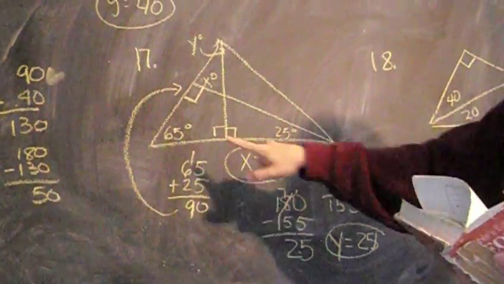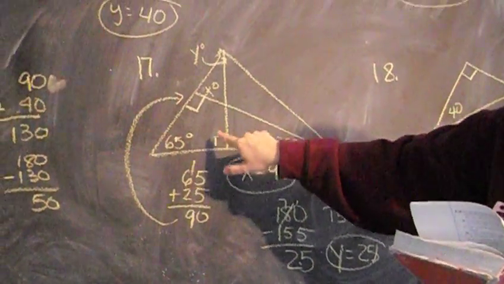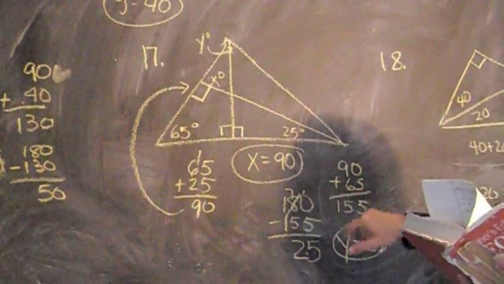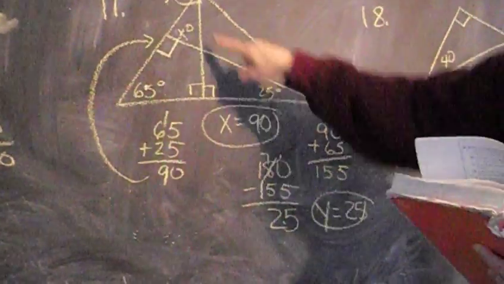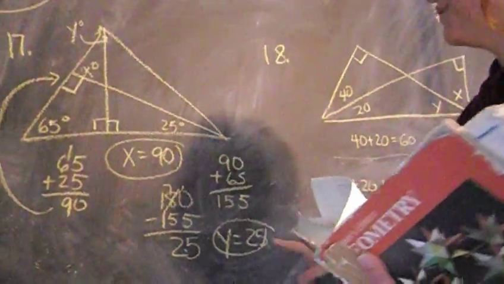And then I got 90 plus 65. So these two angles, 90 plus 65, is going to be 155, and then I subtract 155 to get 25 over here. Okay, so y equals 25.